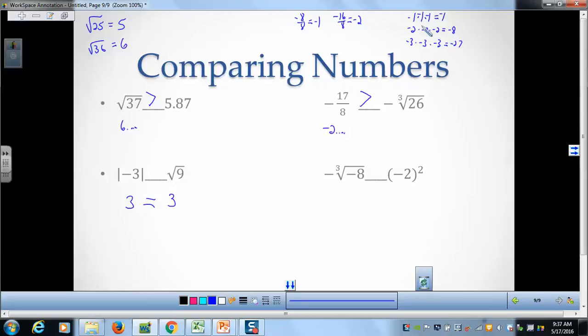So negative 2 times negative 2 times negative 2 is negative 8, so the cube root of negative 8 is negative 2. Now notice this stays outside, and then I have a negative times negative, which means this is positive 2. Now, negative 2 squared is negative 2 times negative 2, and that's positive 4. And I can see right away that 2 is less than 4.